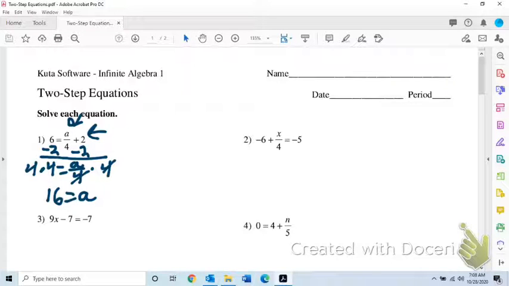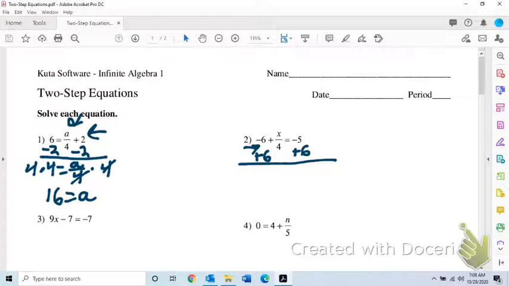Number 2, again, feel free to go ahead and hit pause. Let them work on this and then hit play. So what we want to do is start off by getting rid of that 6, because remember, we work opposite. So you're going to add 6 to both sides.